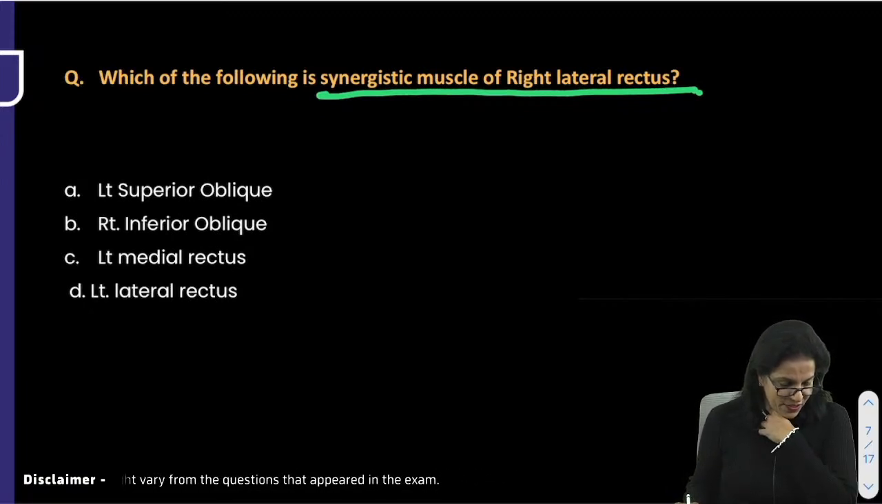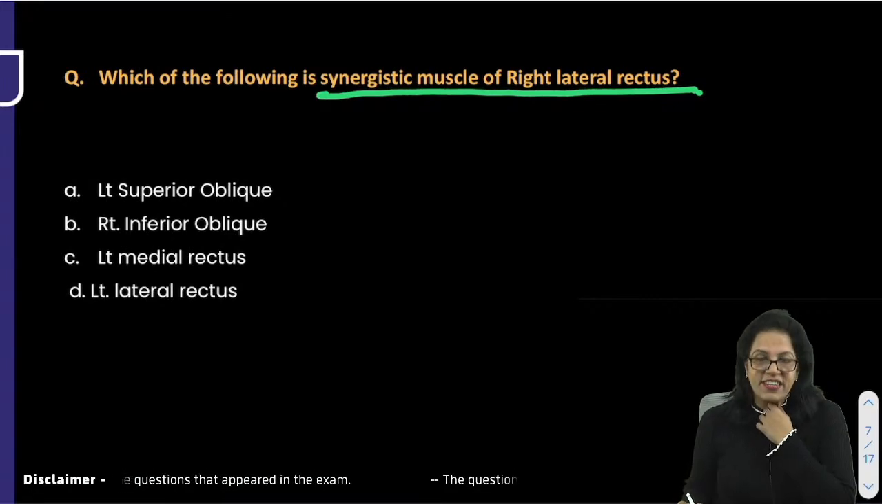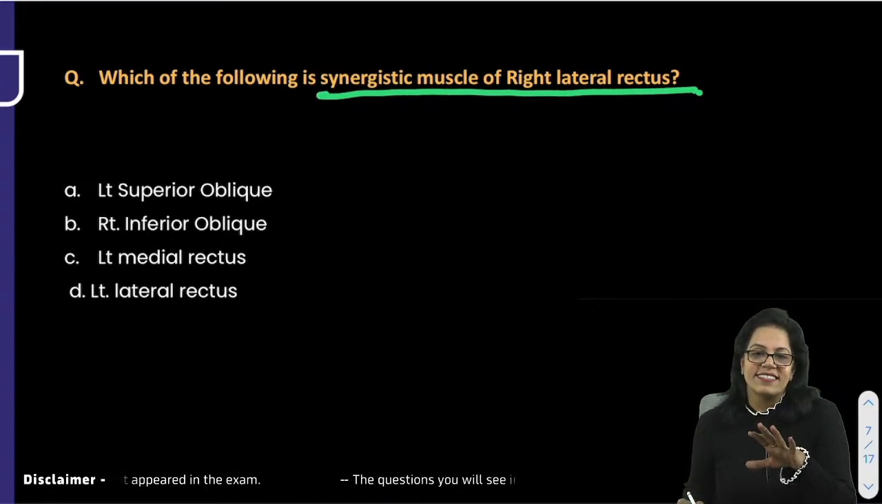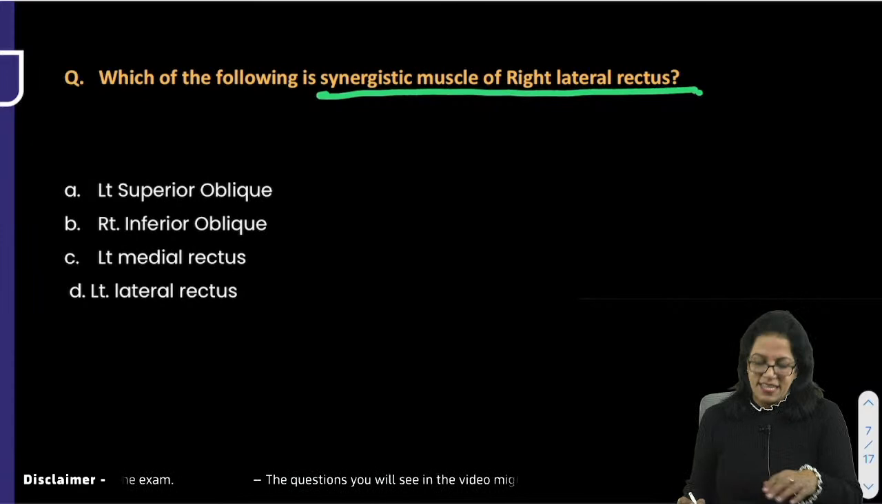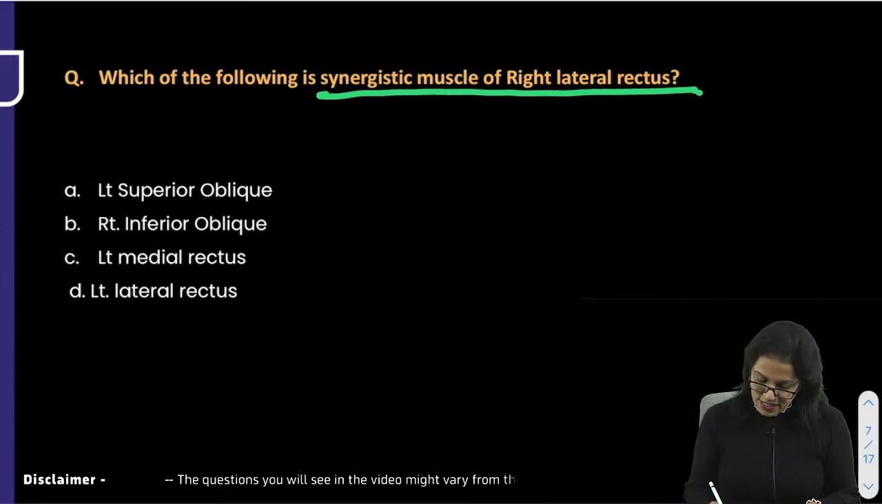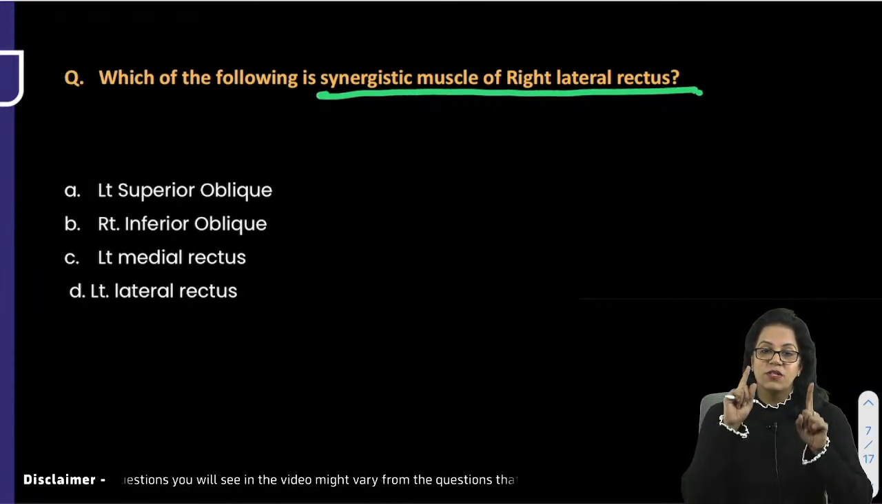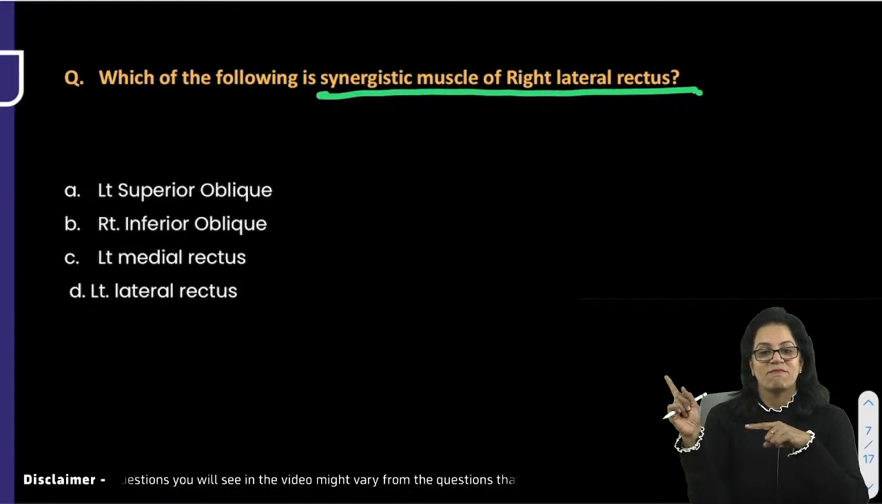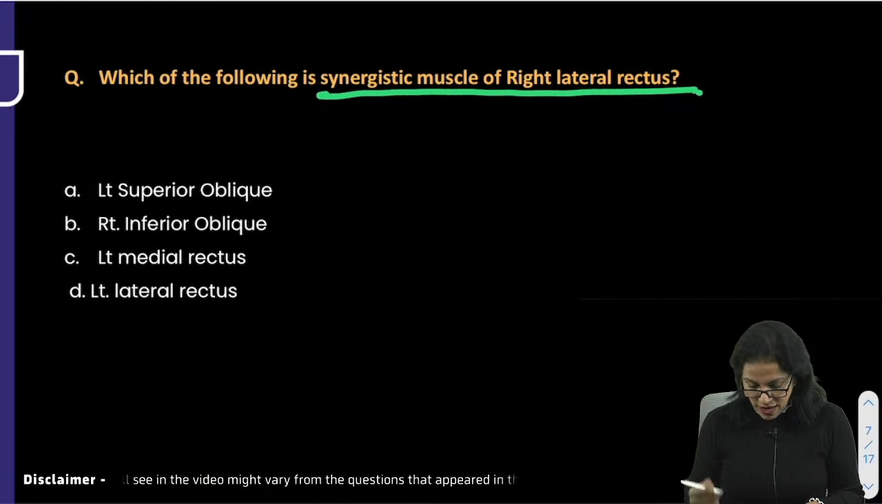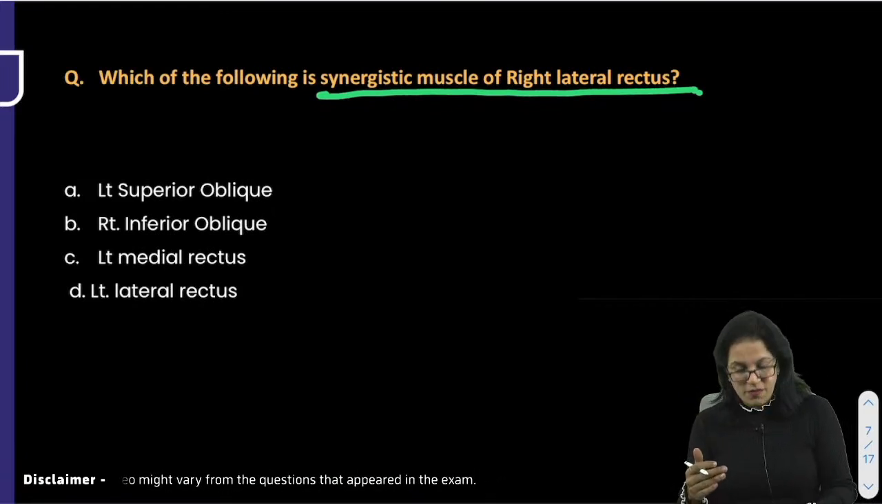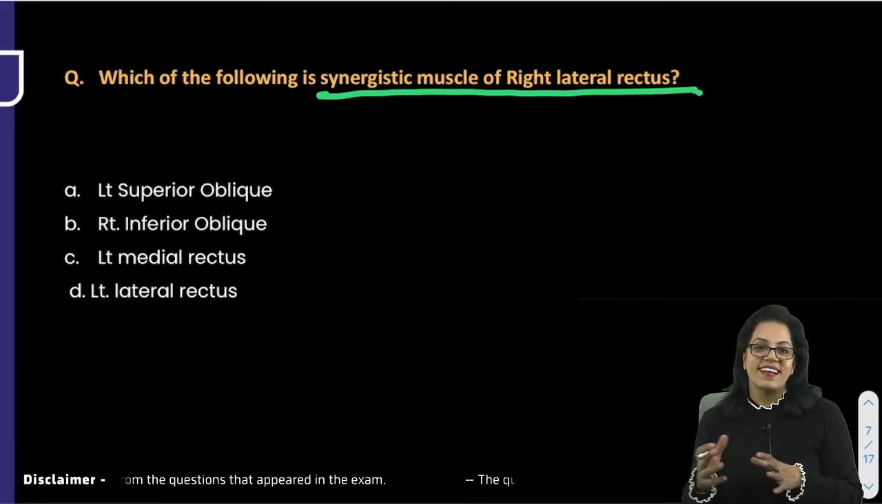Okay, if you are answering C, then we are talking about contralateral synergist. Most probably this must be the question. What is contralateral synergist? Tell me. So, the two muscles of two different eyes which are working together, right? So, I'll just solve it in both ways, synergist or contralateral synergist.